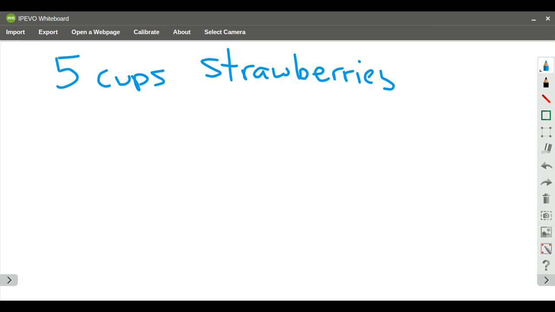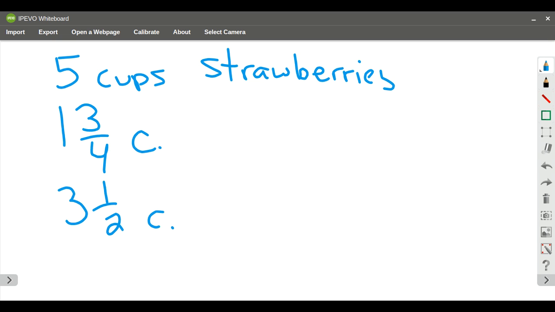So the first problem that I'm going to look at is on page 401, and it says Alex has 5 cups of strawberries. He wants to use 1 3/4 cups to make fruit salad, and he wants to use 3 1/2 cups to make jam. Does he have enough strawberries for both recipes? So we need to see whether or not this, when we add this up, is going to be less than 5 1/2.